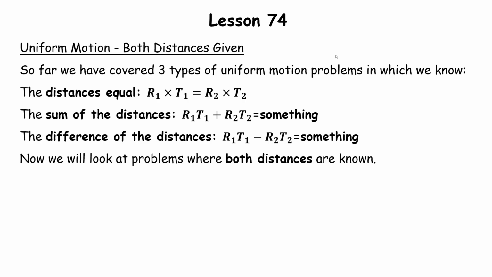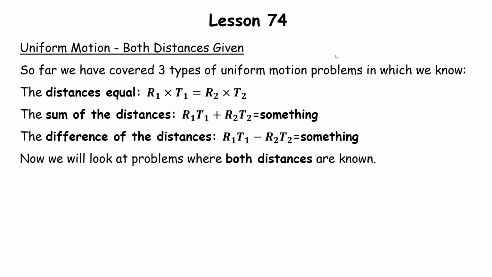Okay, now we're going to look at some more uniform motion problems where both distances are given this time. We have done lots of uniform motion problems, and first we started out with problems where the distances were equal. So rate times time for one person was equal to the rate times time for the other person. Then we did some where the distances added up to some number that we knew, like if two people were far apart and they drove until they met in the middle, or two people starting in the same place and driving away from each other so that we knew how far apart they were. So those are the kinds of problems where we knew the sum of the distances.